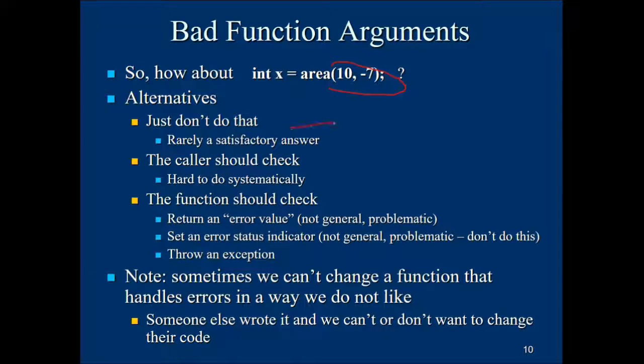First is, don't do that. Just don't do anything. Then the caller should check, because whoever calls should check whether this minus 7 should be there, meaning he should check that a negative value should not come. Or the other alternative is, the function should check, that means it should return an error value, that this is a problem. Set an error status indicator or throw an exception. We'll see all of this.